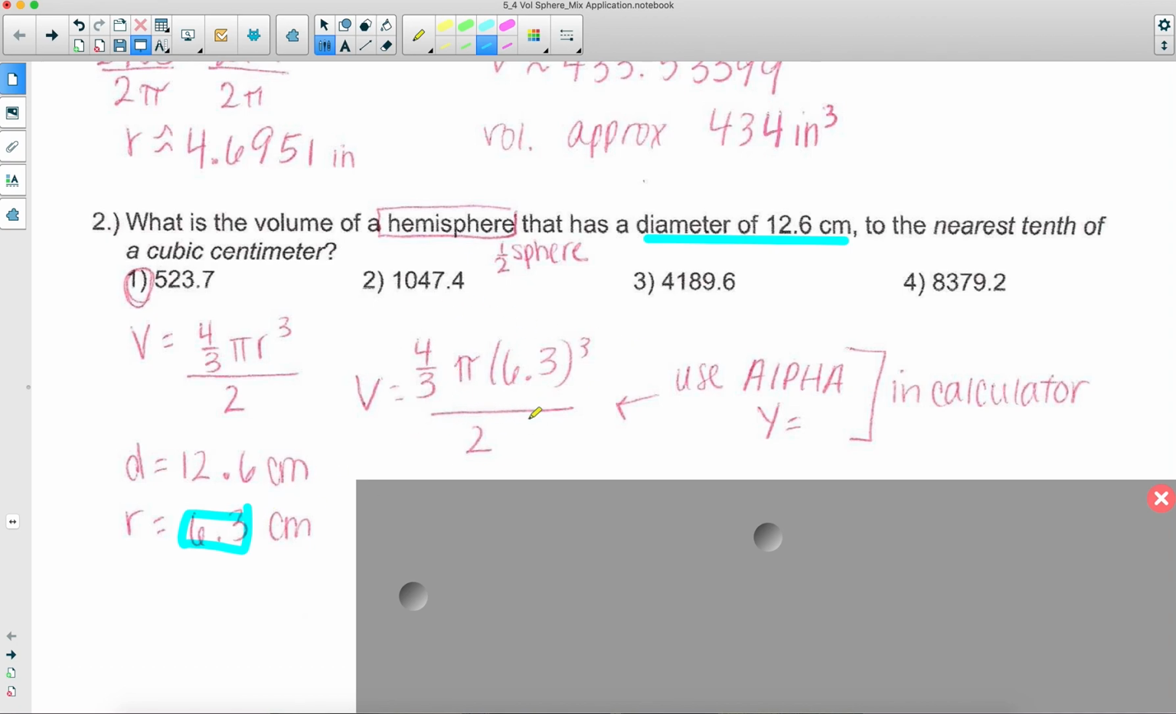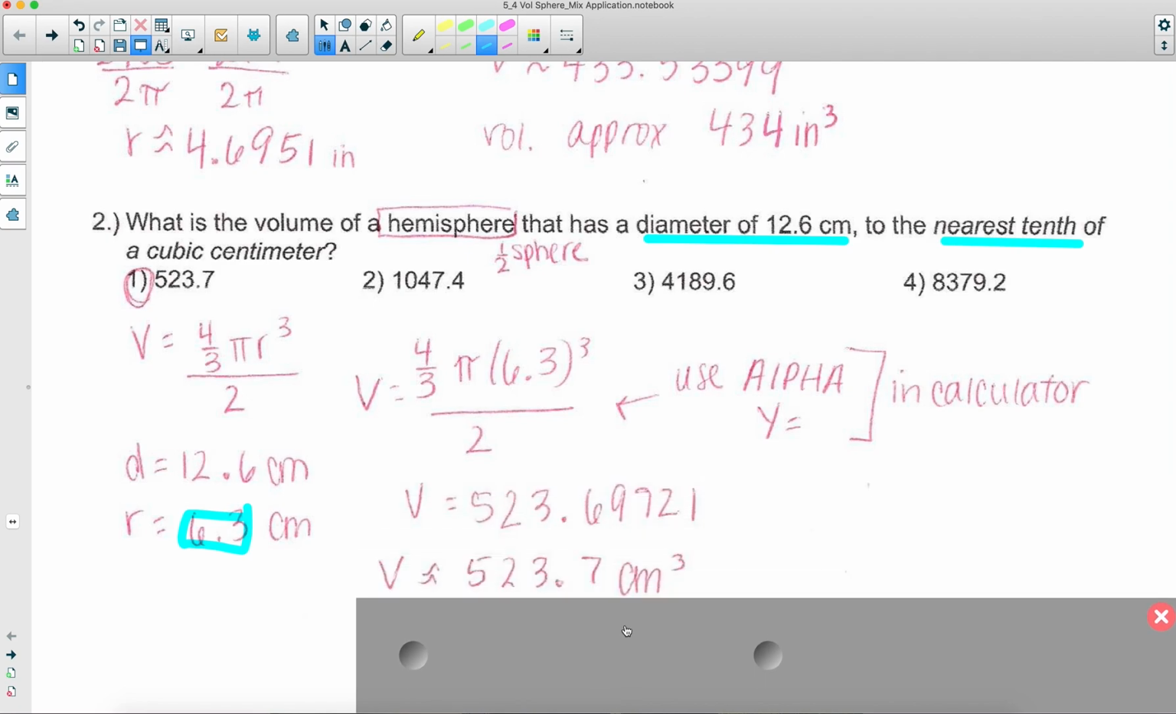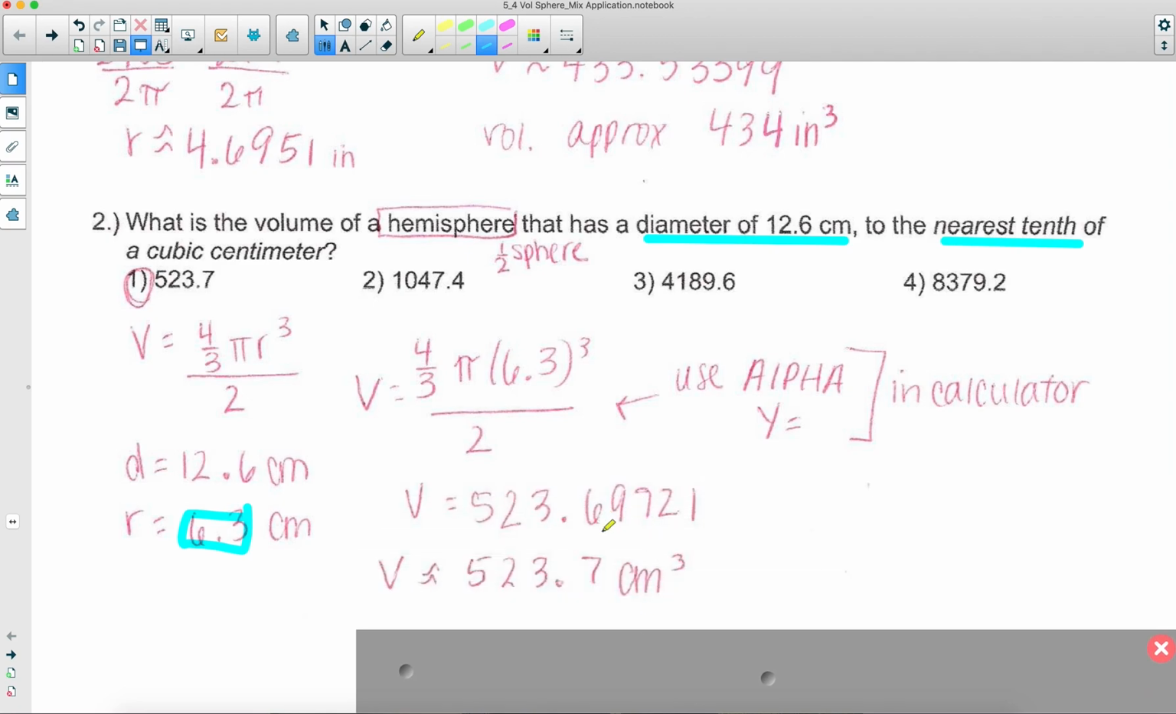Anyway, so with all my information substituted in, I put this right into my calculator. I'm rounding to the nearest tenth, so that's one decimal place out. So the 9 tells the 6 to go up 1, so we have 523.7 cubic centimeters, which would be choice 1.